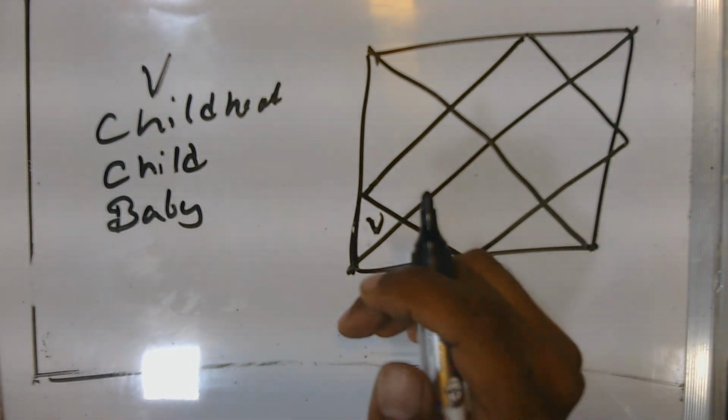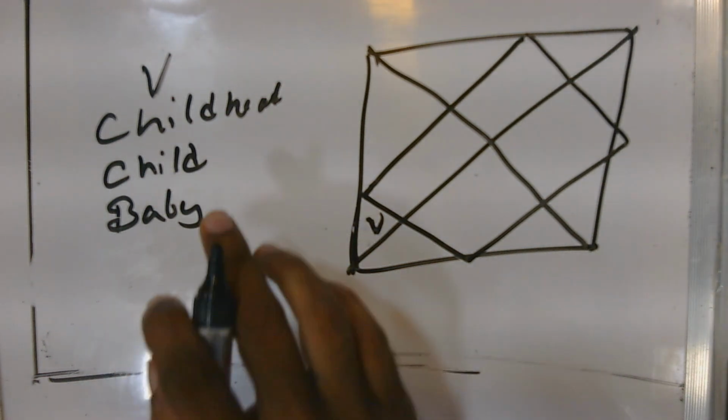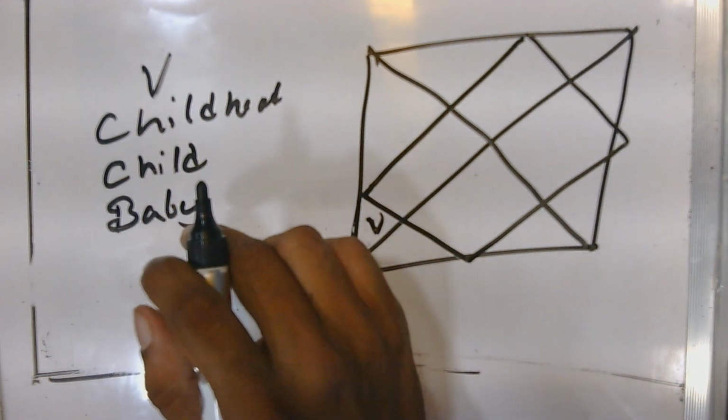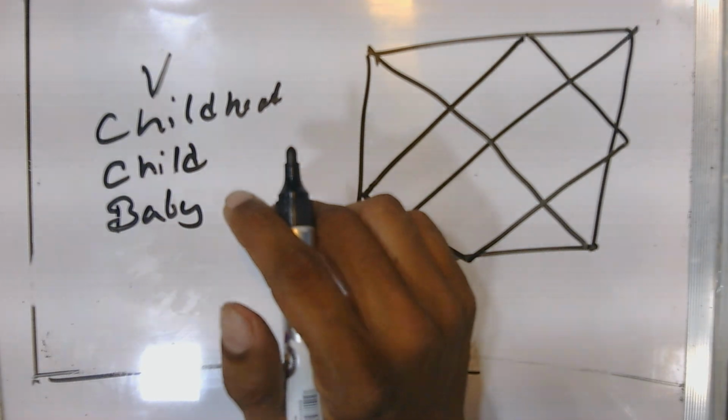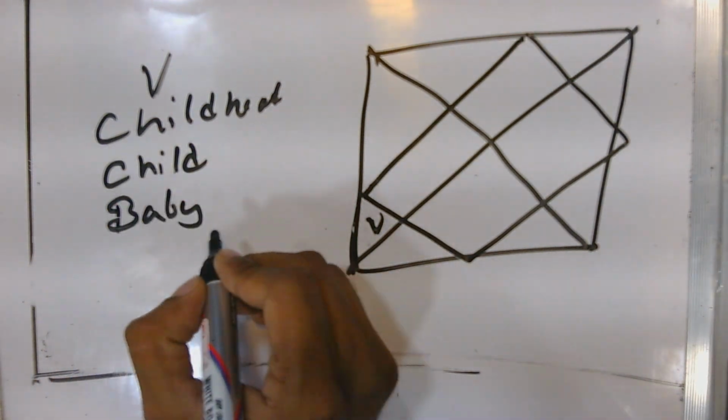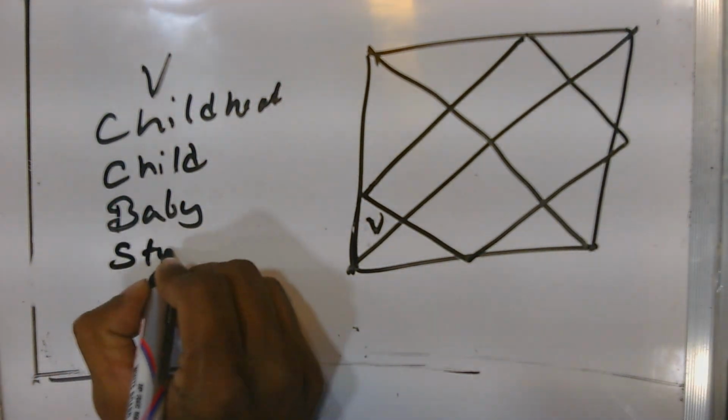Fifth house is associated with childhood like things. What are those things? Like things like when we are child, we study.